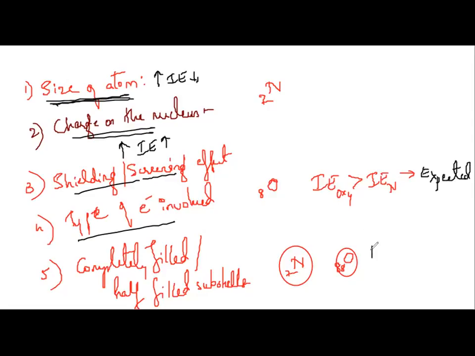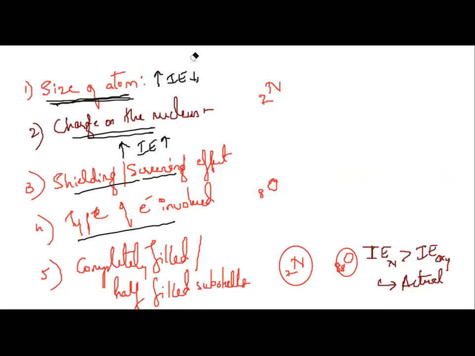But actually, the ionization energy of nitrogen is more than the ionization energy of oxygen. This is the actual result. Now let us see why. According to our first factor, as size increases, ionization energy decreases. So the ionization energy of nitrogen should be less and that of oxygen should be more. But here, the ionization energy of nitrogen is more than that of oxygen. Let us see the reason.